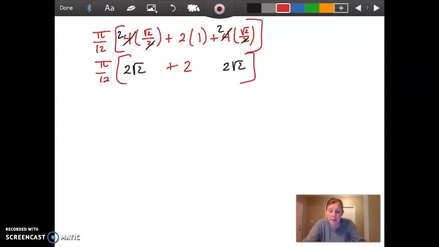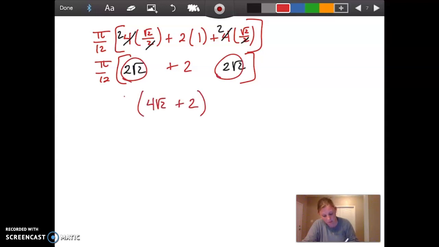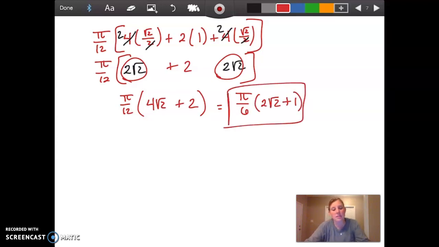Of course, I can simplify that to get pi over 6, but I am also going to add these two terms together, which is 4 radical 2 plus 2. All of this multiplied by pi over 12. Okay, so if I factor out a 2, that's going to cancel or reduce to give me pi over 6 times 2 radical 2 plus 1. And you can leave it just like that.